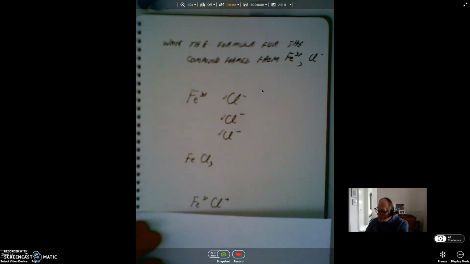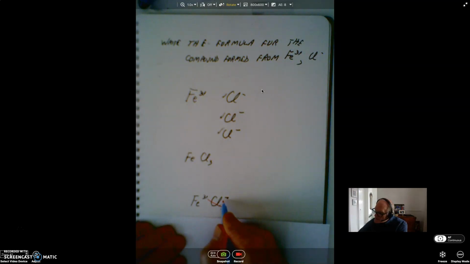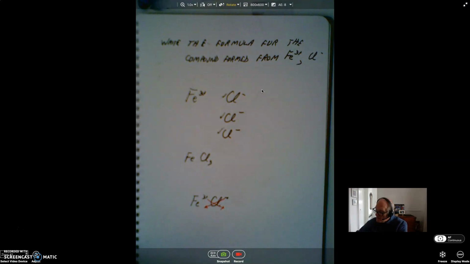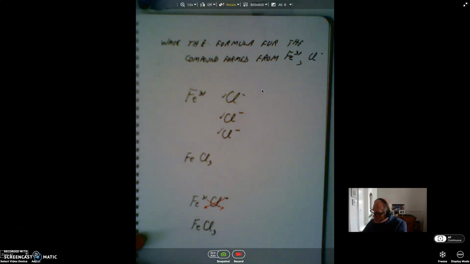So we take the number 3 and it becomes the subscript for Cl. We take the number 1 from 1 minus and that becomes the subscript for Fe. And so we end up with the same thing we had before. We end up with Fe with a subscript of 1. We don't write the 1 down. And we end up with Cl with a subscript of 3. Two different ways to do the same thing. Over and out.